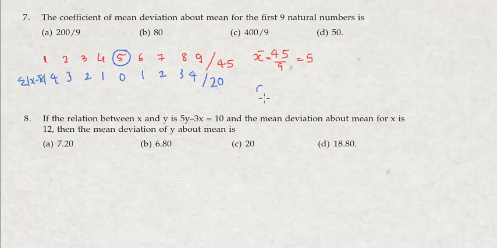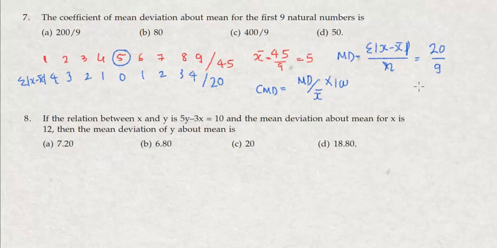Now coefficient of mean deviation is nothing but mean deviation divided by x bar into 100. So let me first find the mean deviation. Mean deviation is equal to sigma modulus x minus x bar divided by n. Sigma modulus x minus x bar is nothing but 20 here, and total n is 9 here. I do not actually want to convert it into fractions.